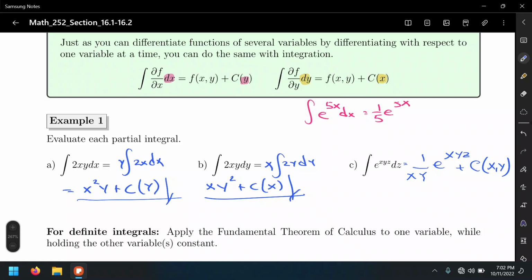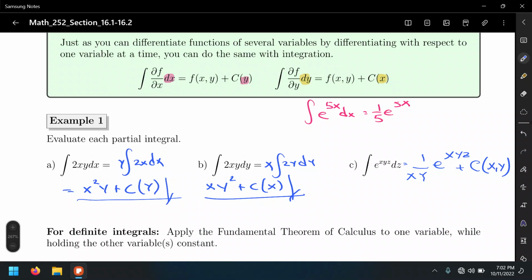All right, so that's how partial integration goes. It's the exact same rules of integration. I mean, like the general power rule, possibly even the use of integration by parts, partial fractions, whatever method you can think of. Just keep in mind that we're integrating with respect to one variable for now.